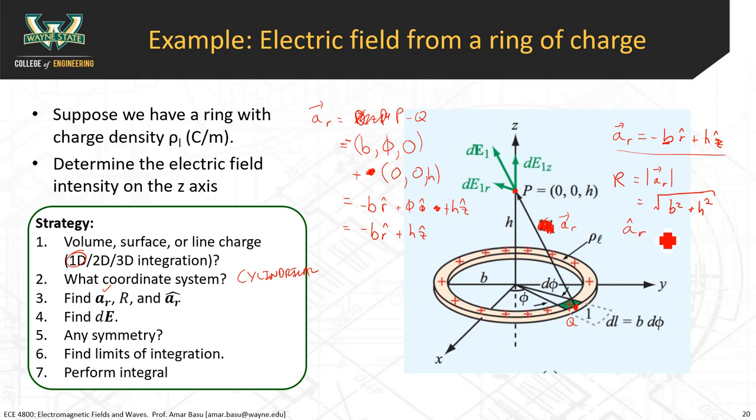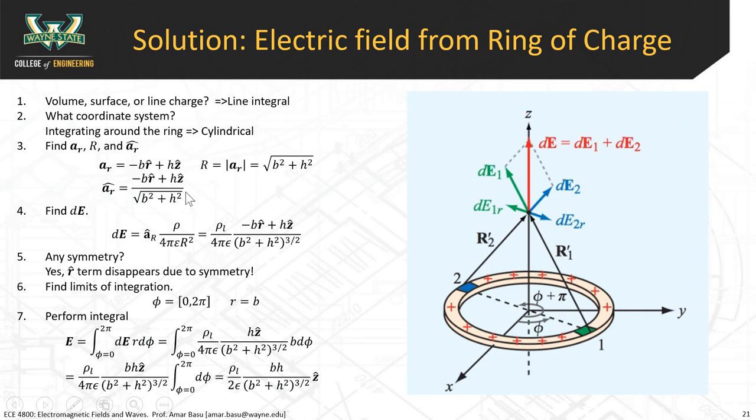And A sub R hat is going to be equal to negative B R hat plus H Z hat over the magnitude, which we just figured out, square root of B squared plus H squared. All right, so that's the same thing that's over here. We found A sub R, we found the magnitude of A sub R, and then we found the unit vector A sub R hat in this direction.